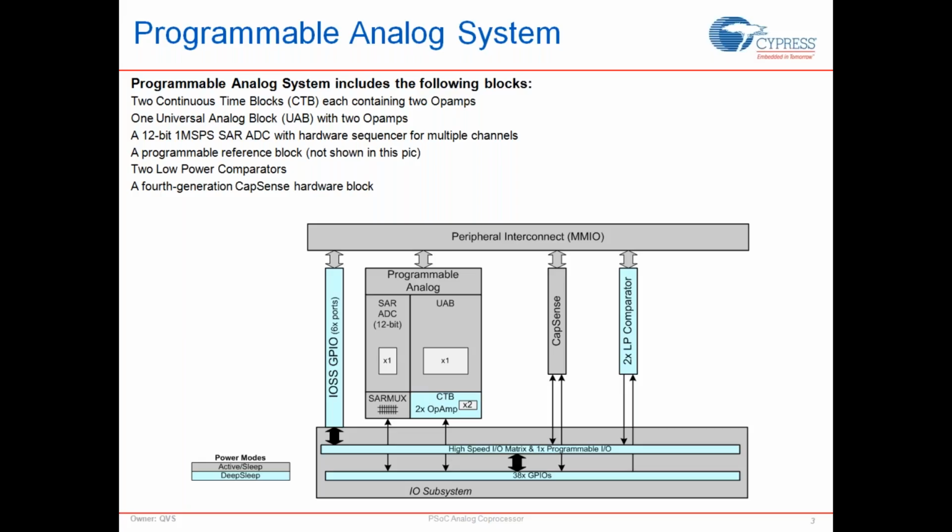Then you have the traditional CapSense block, which you can use for capacitive touch sensing, for implementing CapSense-based buttons or sliders or touchpads, etc. We also have two comparators, which are low-power comparators that can be used to detect variation of an analog voltage against a threshold. You can use them in the deep sleep mode of the device and use them to wake up the device from deep sleep mode too.